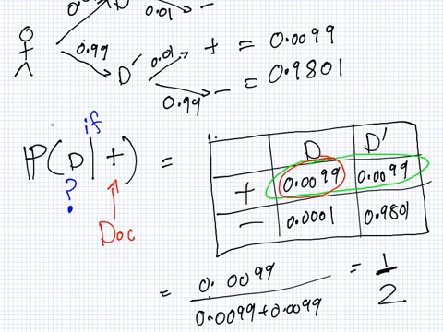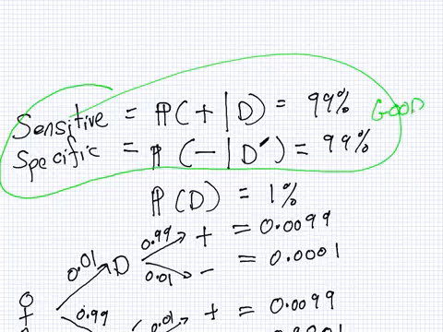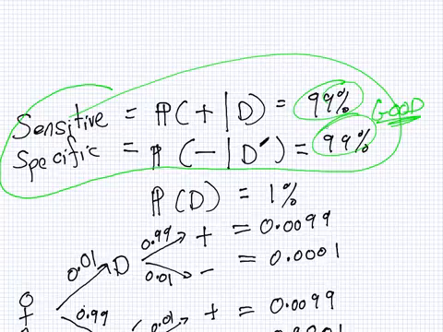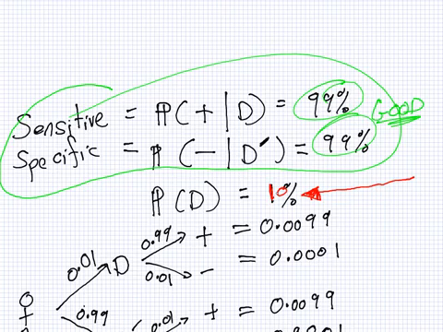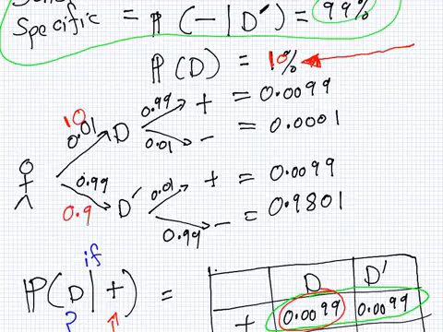Now the reason it's so small, it's not because the tests are bad. Look here, these are really good tests. The reason this is coming out as so small is because the disease is not common. It's a very rare disease, 1%. If I was to change this to 10%, let's see how the numbers change. So if I change this to 10%, this would be 10, and this would be 0.9. So what would happen here, 0.10.